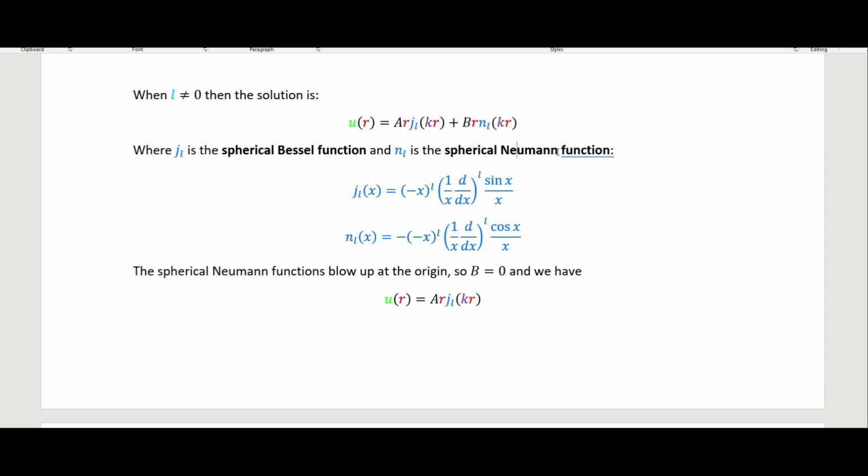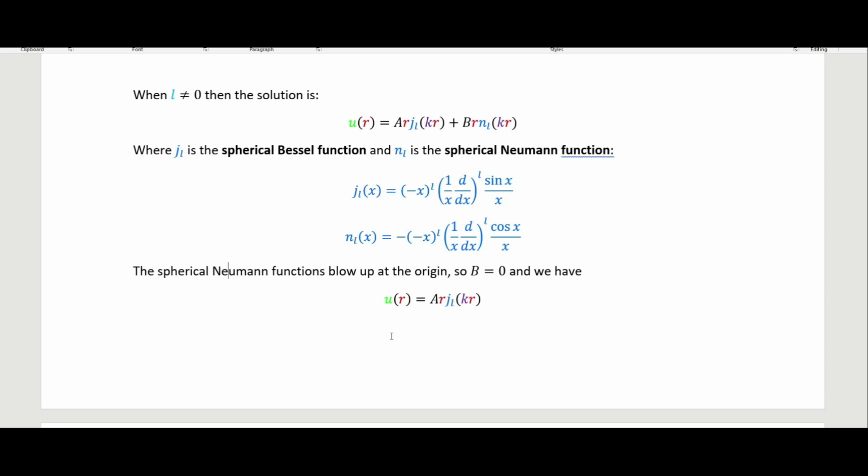By the way, I think the Neumann of this spherical Neumann function is a different Neumann than the famous 20th century John von Neumann. I think it's a different, earlier Neumann. But anyway, that's beside the point.